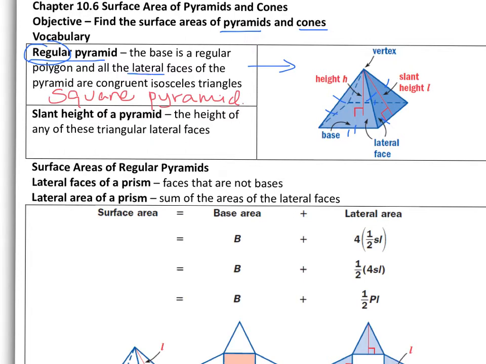Also, all the lateral faces of this pyramid are congruent isosceles triangles. Remember, isosceles just means a triangle with at least two sides equal to each other. The slant height of this pyramid is just the height of any of these triangular lateral faces. So right here, this red line represents the slant height.